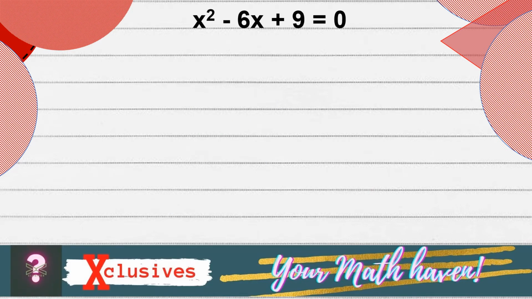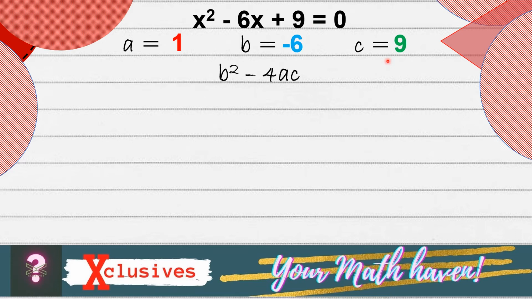Let us have our second example. We are given x squared minus 6x plus 9 is equal to 0. Let us determine first the values of a, b, and c. The value of a by checking, that is 1. Our b is negative 6, and our c is positive 9.